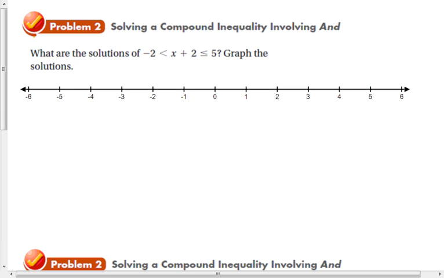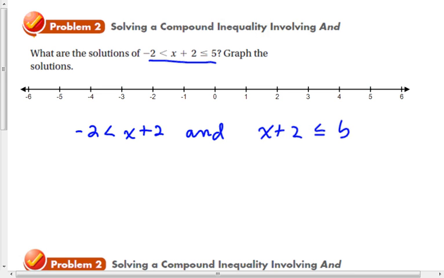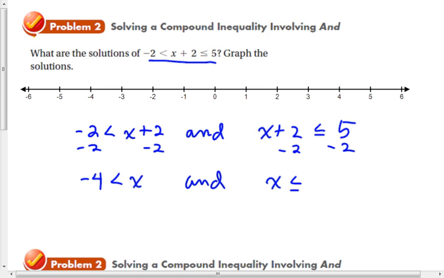All right, solving a compound inequality. So I have a compound inequality here, and this is an "and" — we can tell because it's all in one. So we really have two separate ones here. We have negative 2 is less than x plus 2, and x plus 2 is less than or equal to 5. To solve this, I'm just going to subtract 2 from both sides. And I get negative 4 is less than x. And subtracting 2 from both sides here, I get x is less than or equal to 3.